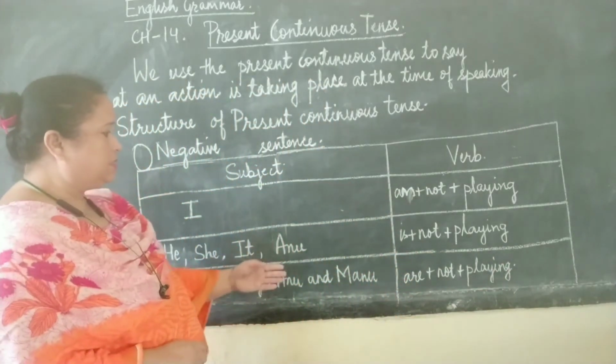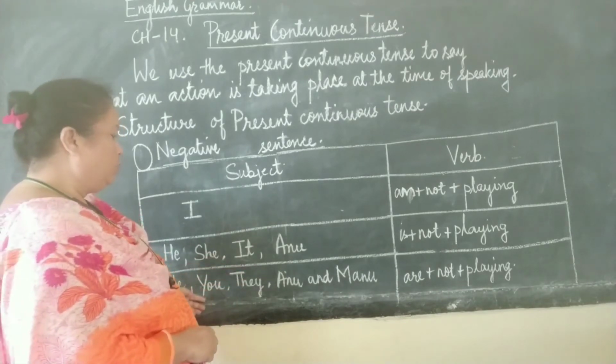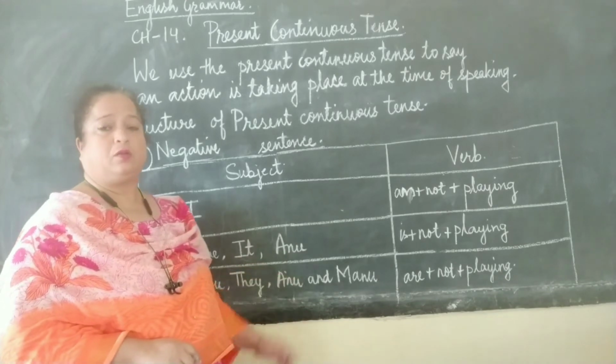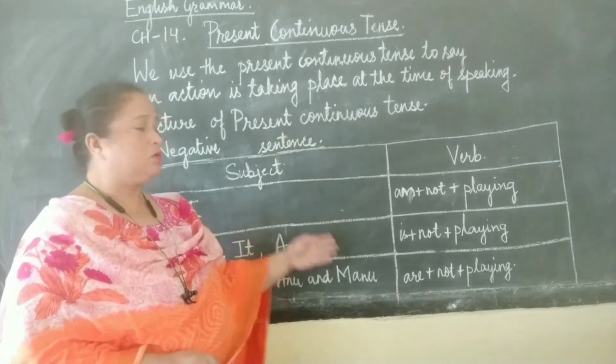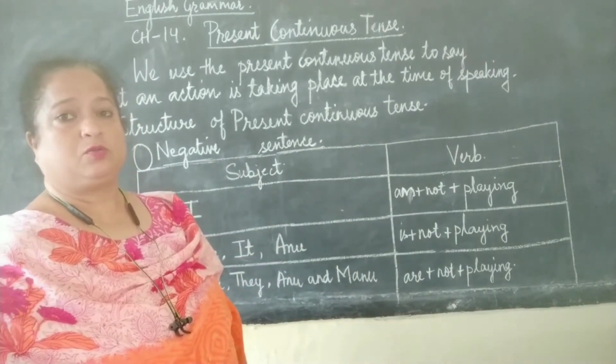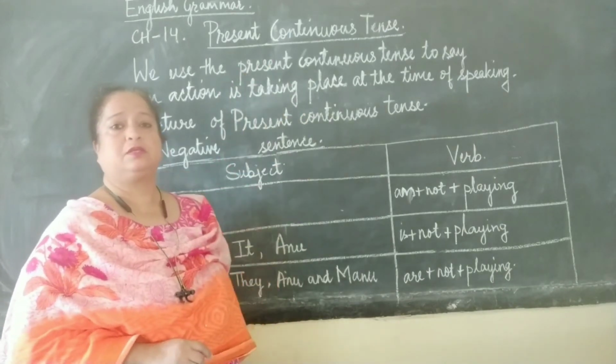Now let us see the sentences that are formed by this. We are not playing, you are not playing, they are not playing, Anu and Manu are not playing. By adding not, we change them into negative sentences and by adding ing to the main verb, we change them into the present continuous tense.